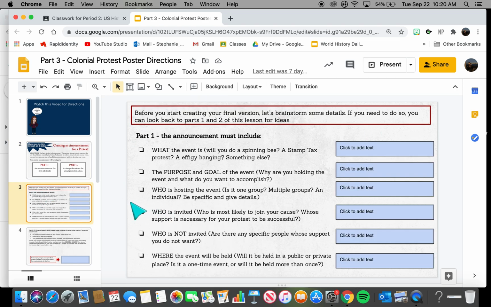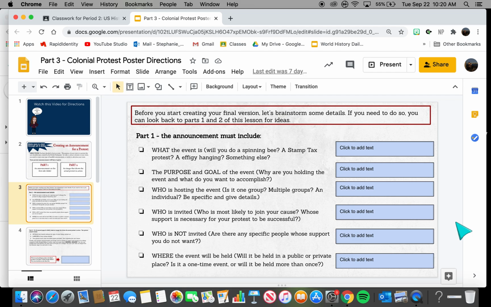Before you start creating your final version, let's brainstorm some details. You can look back at part 1 and 2 of this lesson for ideas. For part 1, the announcement, what does it need to include? You are not just going to read this slide; you're also going to tell me what you're going to do on this slide. The first thing is: what is the event? Will it be a spinning bee, a stamp tax protest, an effigy hanging, something else? Basically, what are you going to do as your protest? Is it going to be a march? What is it going to be?